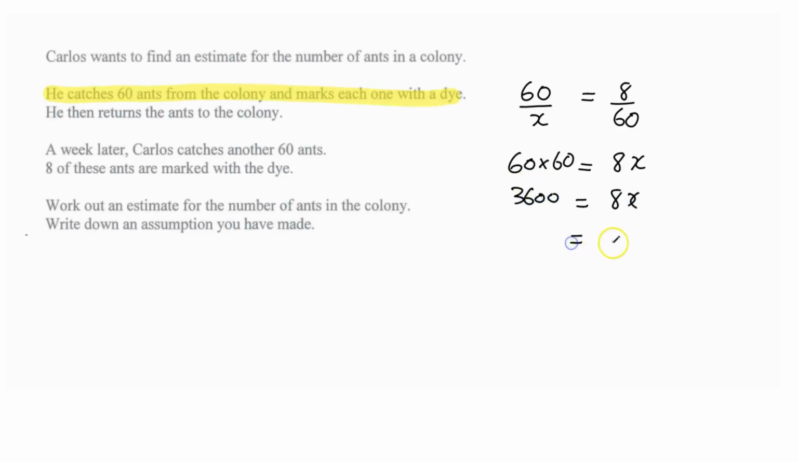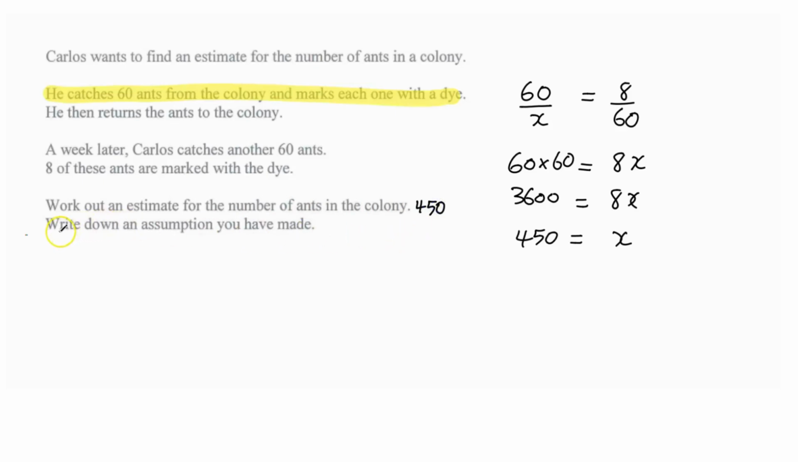So we want to find the value of x. So we divide both sides by 8. So x equals 450. So the estimate for the number of ants in the colony is 450.